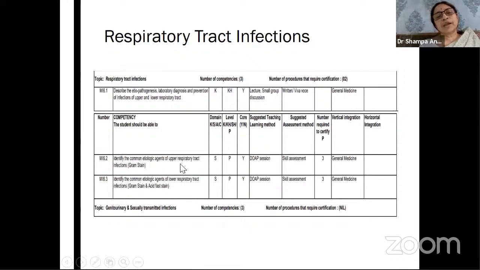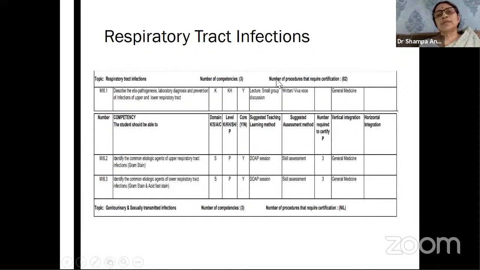So for upper respiratory tract, maybe Gram stain of streptococci. For lower respiratory tract, the student should be able to identify definitely Mycobacterium tuberculosis. We give ACIPFA stain and Gram stain of some important pathogens like Klebsiella pneumoniae or Streptococcus pneumoniae. So these skills are imparted through DOAP session.